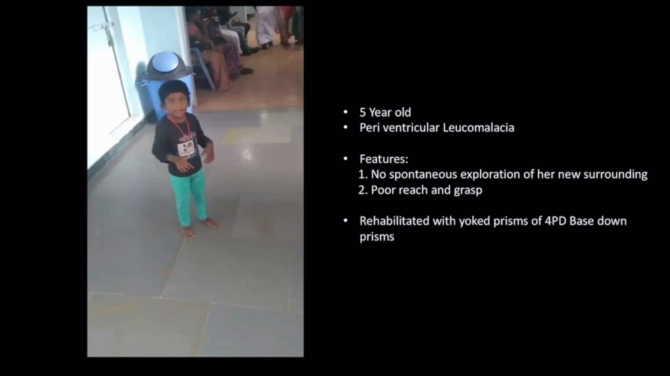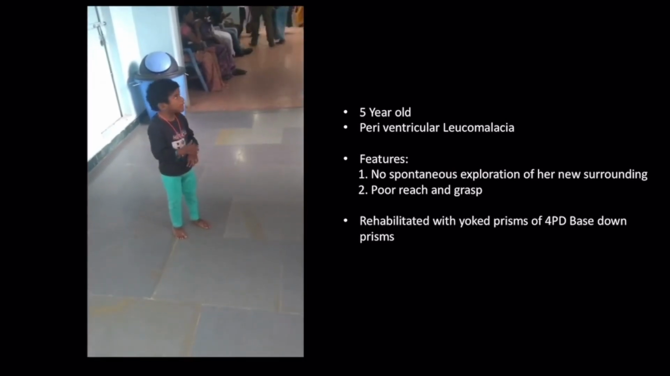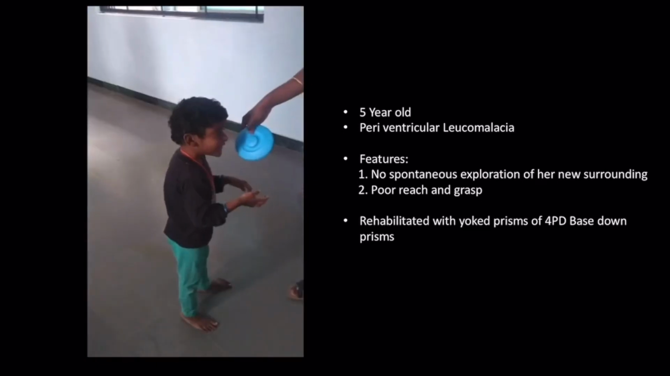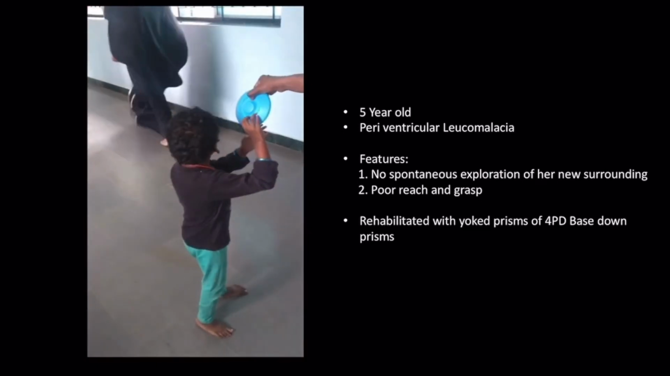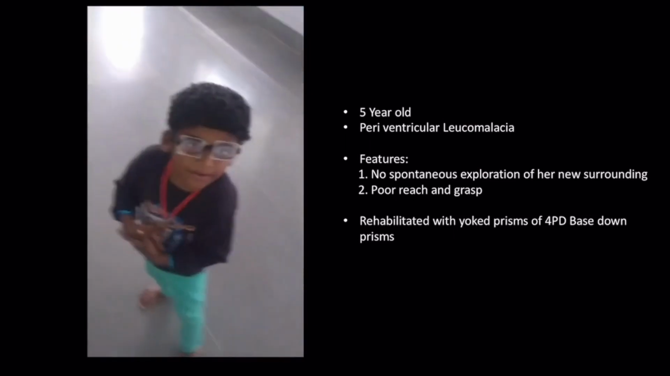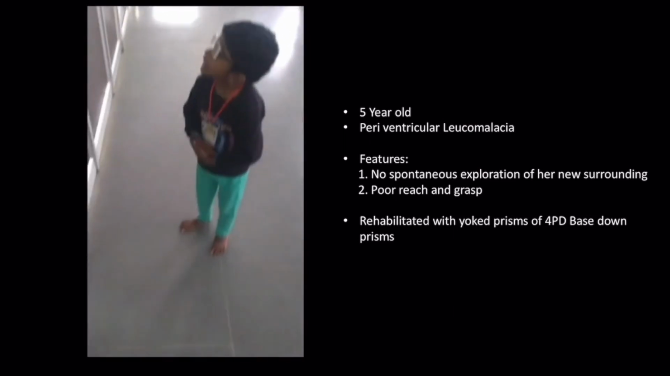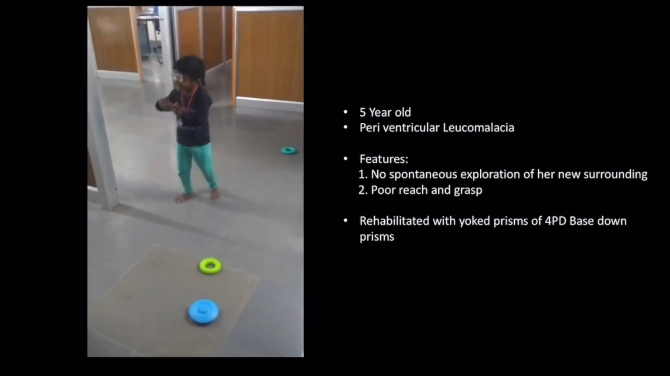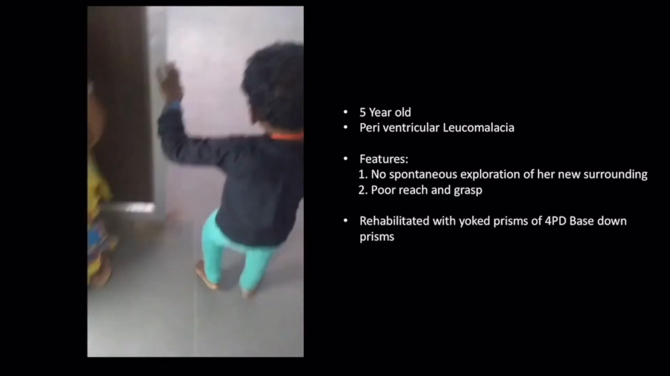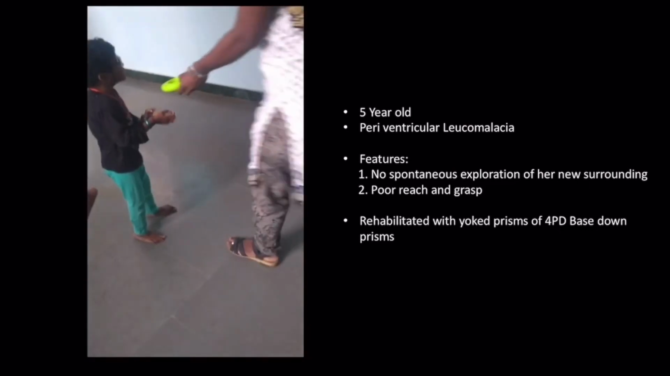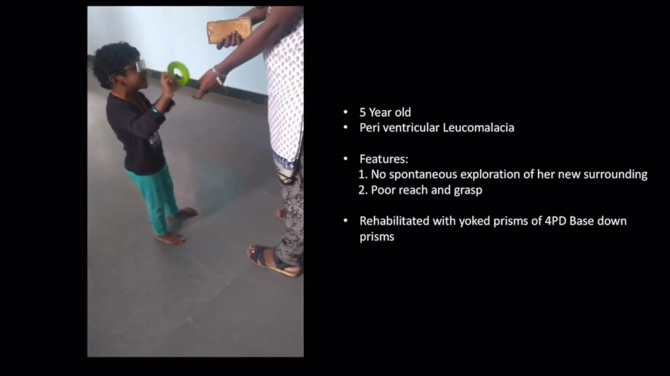With the following videos, we wish to demonstrate the implications of yoked prisms in children with cerebral visual impairment. This 5-year-old child with consequences of periventricular leukomalacia shows no spontaneous mobility when encountered with a new environment, along with a poor hand-eye coordination. With 4 PD base down yoked prisms, she actively explores her surroundings and is aware of her lateral supports. Her reach has also improved.